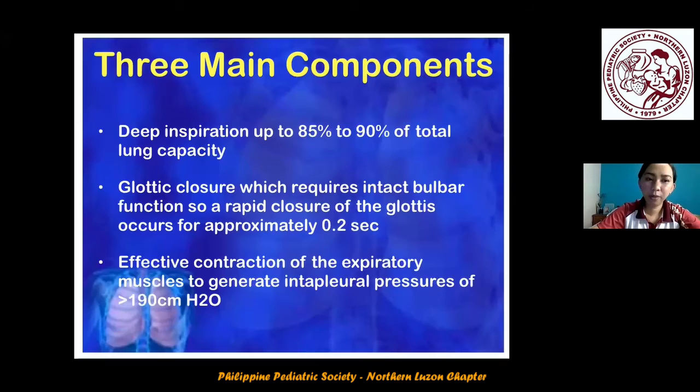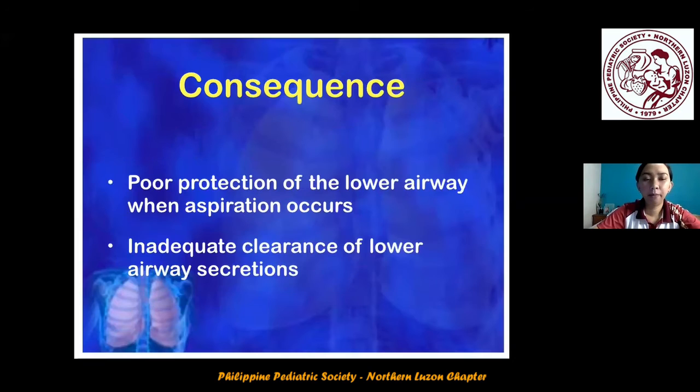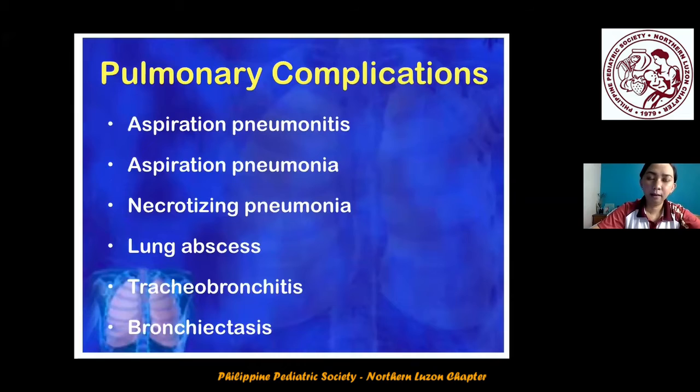So the act of coughing involves the following three main components. And if one or more of these three components are impaired, then cough will be less effective. Note that it requires an intact bulbar function, which is usually impaired in our cerebral palsy patients. As a consequence, there is poor protection of the lower airway when aspiration occurs, and there is inadequate clearance of lower airway secretions. So here are just some of the pulmonary complications of aspiration.